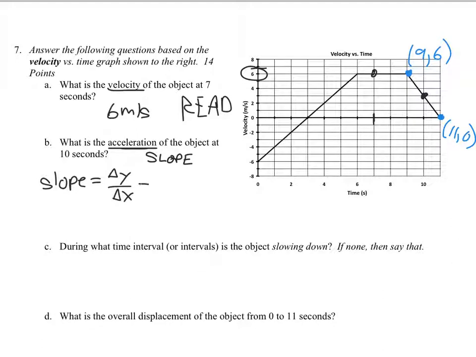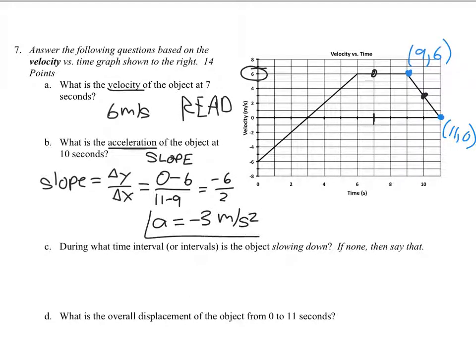So change in y over change in x. 0 minus 6 is my change in y over 11 minus 9, which gives me negative 6 over 2. So my slope, which is my acceleration, is going to be negative 3, and the units are meters per second squared.